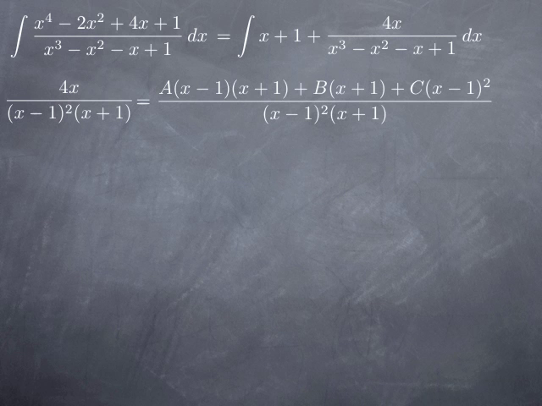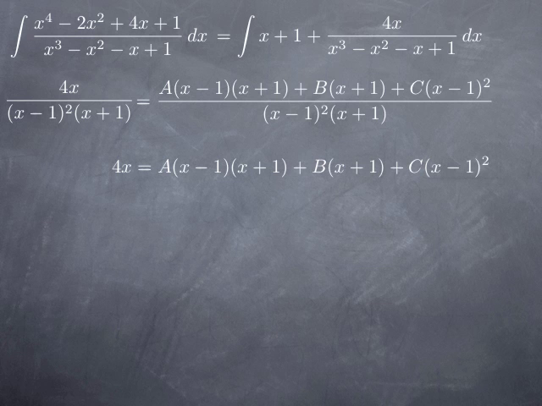So here is what we obtain, and now we have fractions with the same denominators that are equal, so they need to have the same numerators. So we have 4x equal to this expression: A(x-1)(x+1) + B(x+1) + C(x-1)². I could use the system method, but I'm going to go to the alternative, something like the cover-up method plus derivatives.